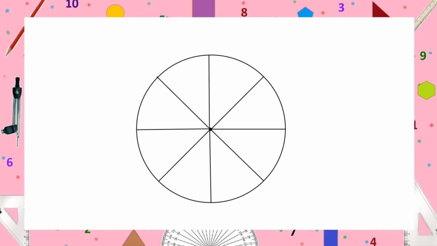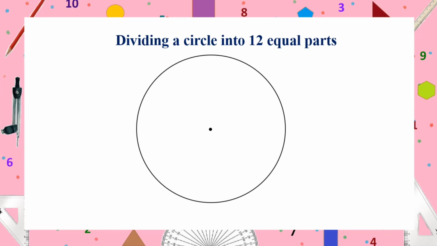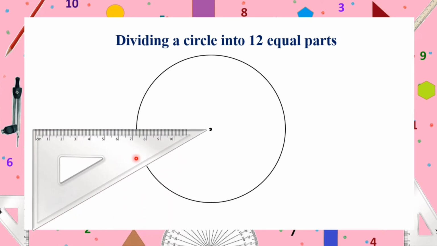Now, how can we divide a circle into 12 equal parts? Look at this. To divide a circle into 12 equal parts, we can use the second set square. But we have to use the small angle of the first set square. Or we have to use the small corner of the first set square. Now place the set square like this and draw the lines.